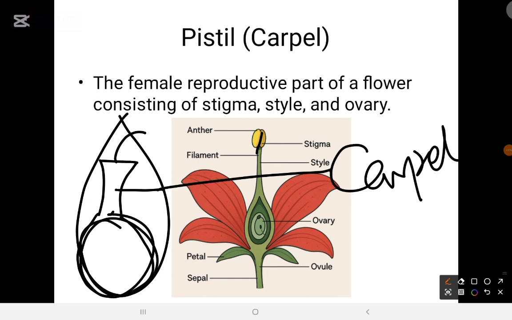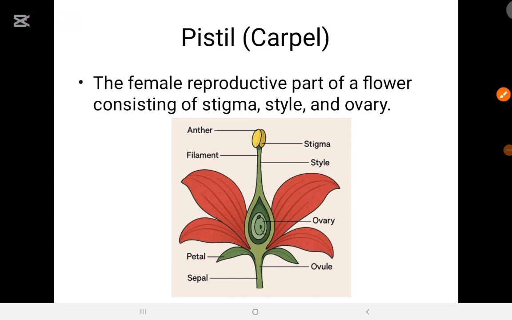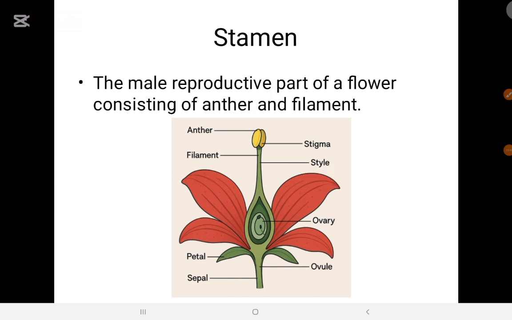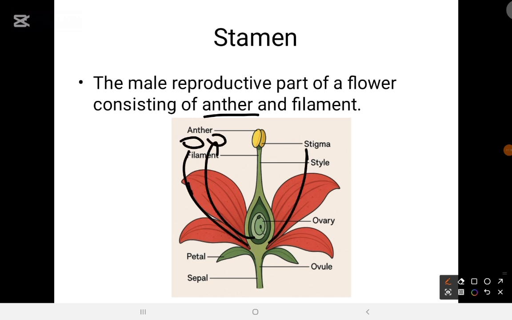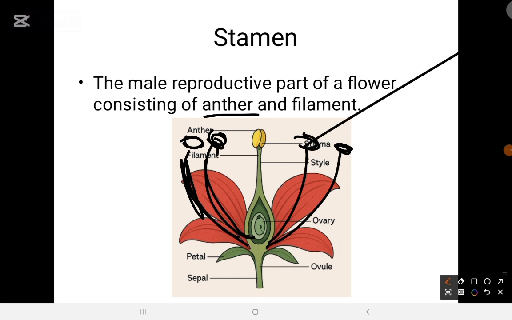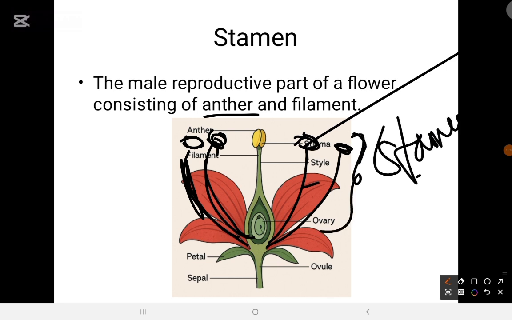Okay. Now, we have the stamen. The stamen is basically the male reproductive part, which consists of the anthers and the filament. Remember the anthers, I said they are going to grow out like this. This filament holds the anthers in place. Remember the anthers house the pollen grains. So the anthers are held by the filaments. So together they are called the stamen.